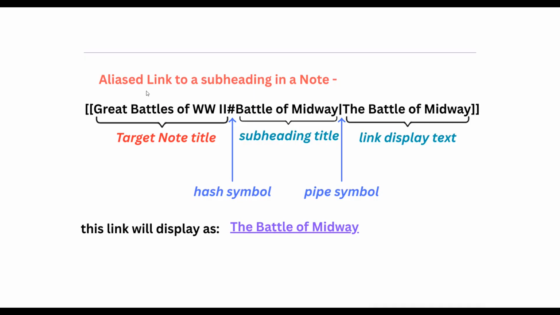This is an alias link to a subheading in a note. The general structure is double open brackets, the exact title of the target note, single hash symbol indicating that I'm going to link to a subheading, the exact subheading title, pipe symbol indicating that I'm going to create an alias link, and the text I want displayed for this link. In this case, for my link display text, after the pipe symbol, I put the Battle of Midway, and that's what would be displayed. This big link here would display in my note as this, simply the Battle of Midway, purple and underlined.